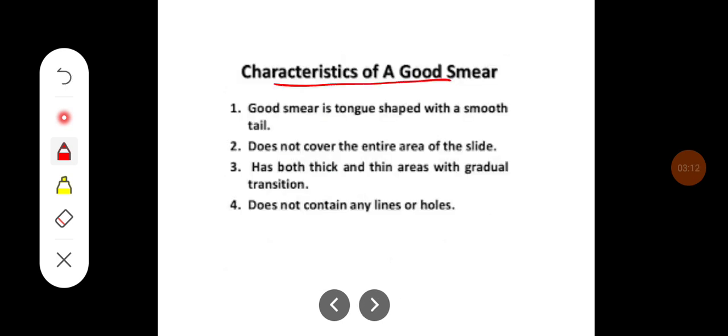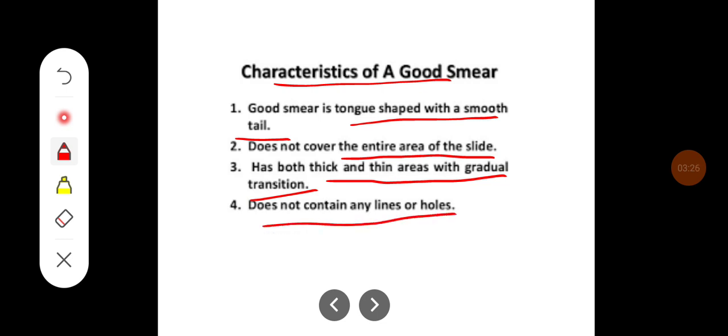So characteristics of a good smear would be: the good smear is tongue shaped with a smooth tail. It does not cover the entire area of the slide. It has both thick and thin areas with a gradual transition. It does not contain any lines or holes, that is, any striations or windows.